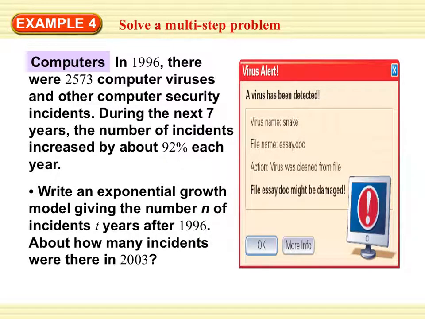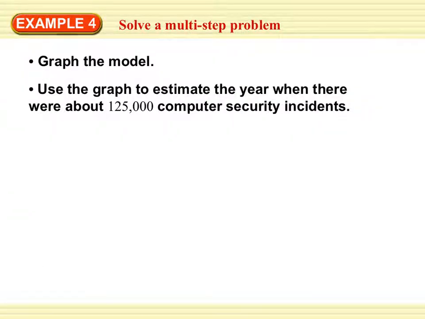For this example, in 1996, there were 2,573 computer viruses and other computer security incidents. During the next 7 years, the number of incidents increased by about 92% each year. That's a percentage. That's a number. Write an exponential growth model giving the number n of incidents t years after 1996. About how many incidents were there in 2003? So we've got a multi-part problem here. They want us to graph the model and then use the graph to estimate the year when there were about 125,000 computer security incidents.